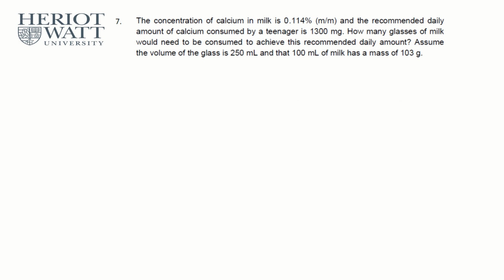Okay, let's look at number 7. The concentration of calcium in milk is 0.114% m/m. What does that mean by m/m? So it means 0.114% by mass of calcium.